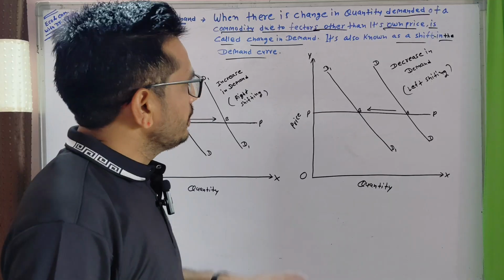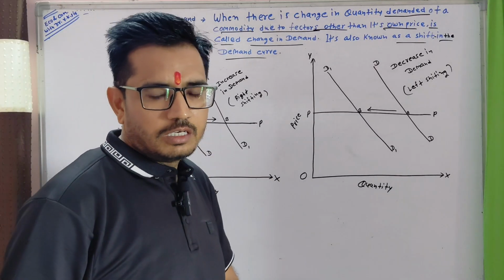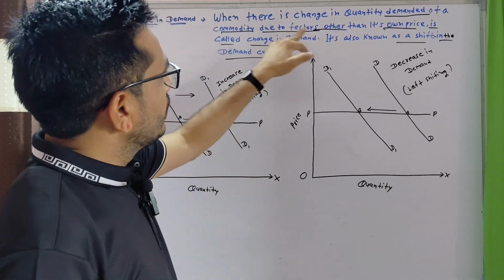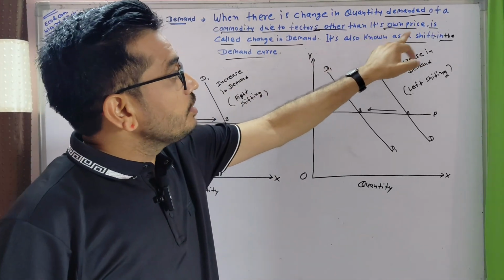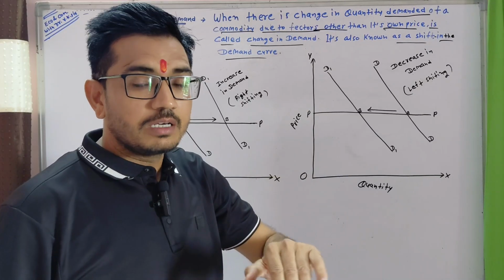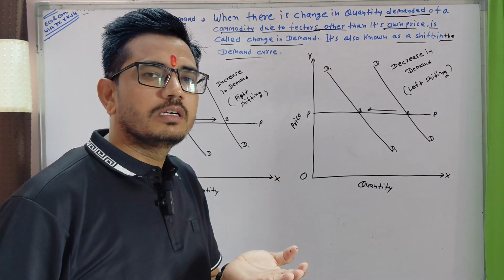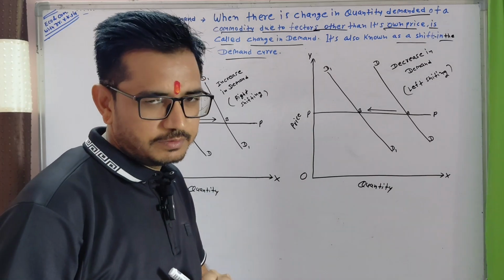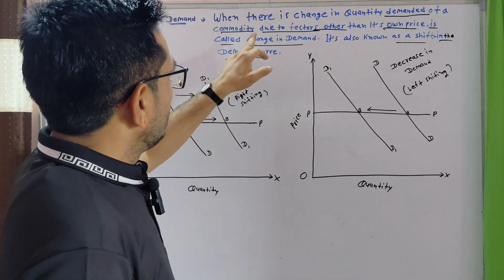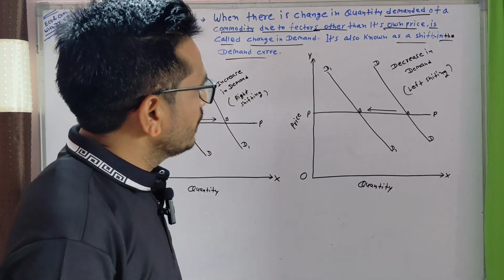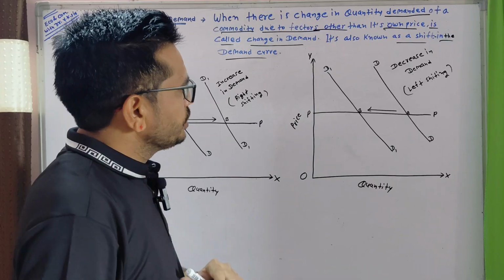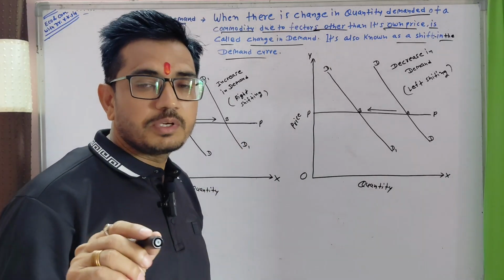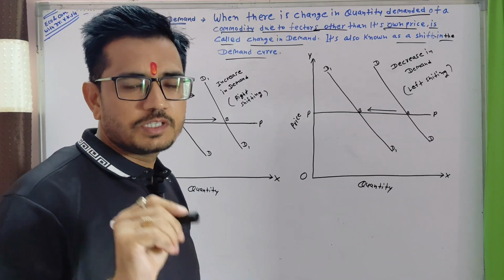There is one thing to be considered: its own price is constant, but other factors change the demand. So the quantity demanded is going to change, and it's also known as a shift in the demand curve. Shifting of the demand curve.